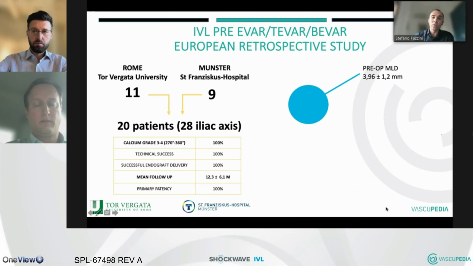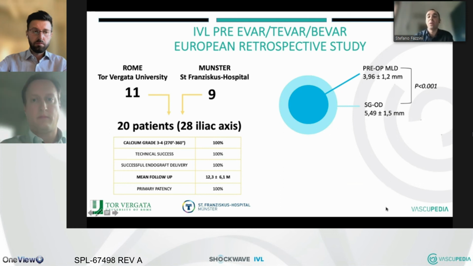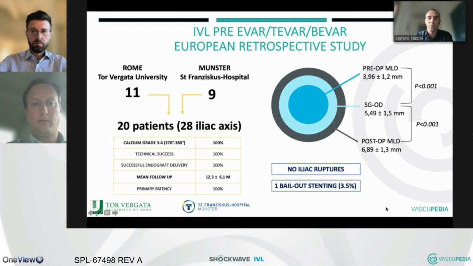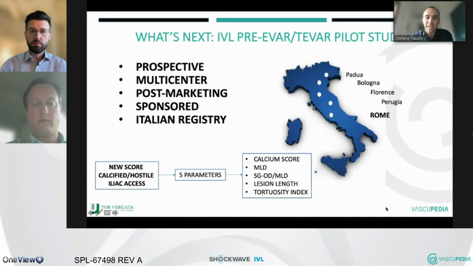It's very important. More than 1 year mean follow-up. And we could observe our endografts were 40% larger than the pre-op minimum lumen diameter, and the post-op minimum lumen diameter was 70% larger than the pre-op minimum lumen diameter. So very important, this kind of procedure with this kind of patient without any iliac rupture, with just one bailout stenting, that is 3.5%.